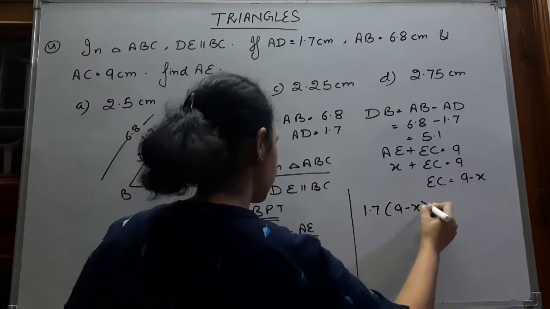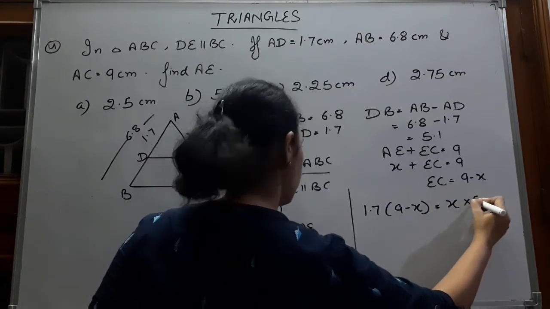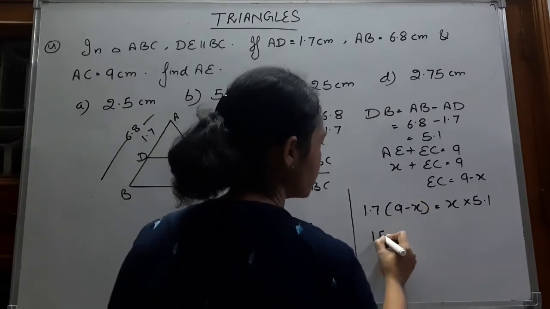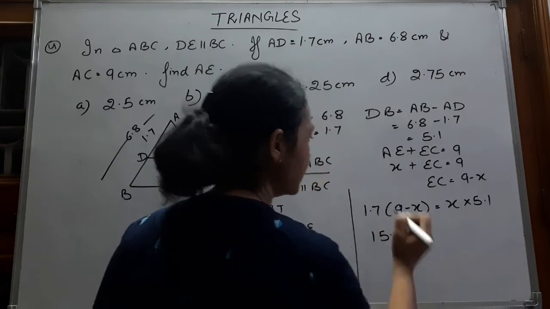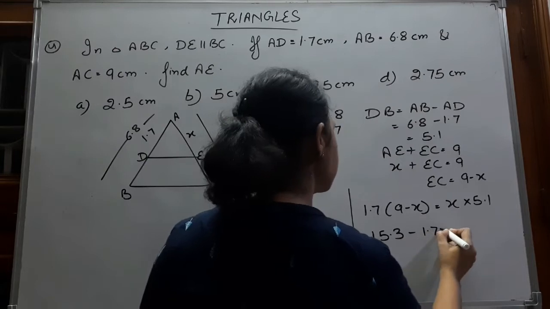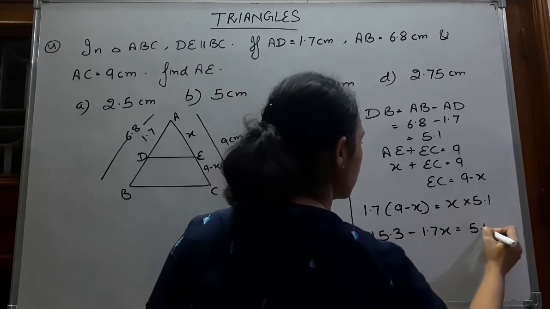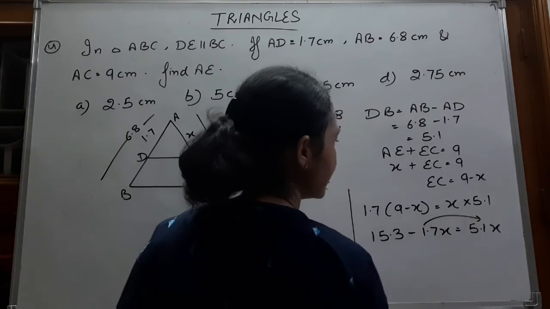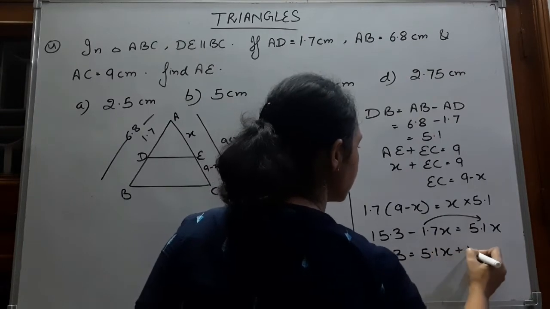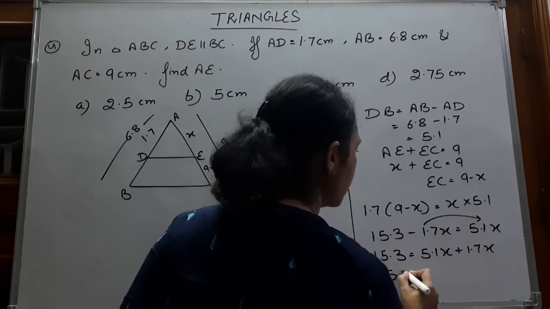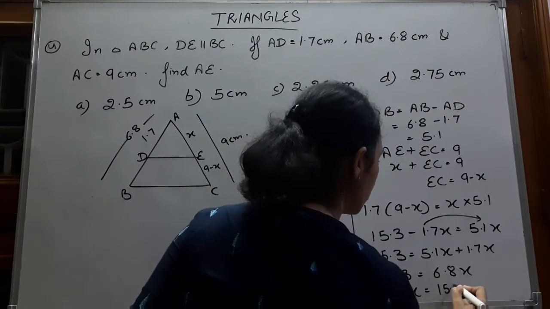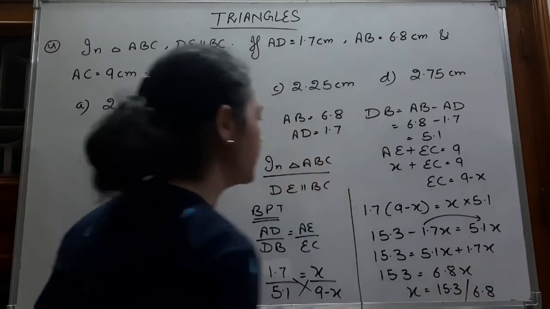1.7 into (9 minus x) equals x into 5.1. 1.7 into 9 is 15.3, minus 1.7x equals 5.1x. Take 1.7x to the right hand side: 15.3 equals 5.1x plus 1.7x. 15.3 equals 6.8x, and x is 15.3 by 6.8.